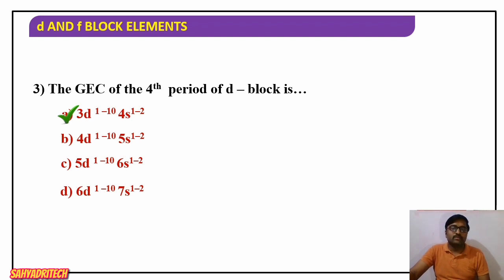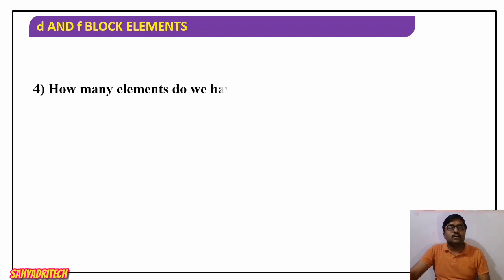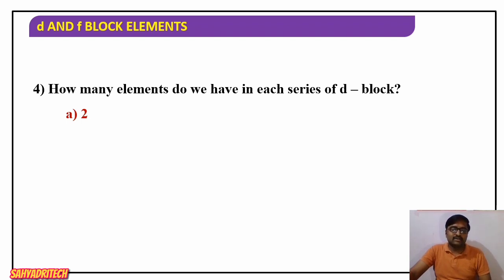Okay, the next one: how many elements do we have in each series of a d block element? Since we know that the d subshell has 5 orbitals and 10 electrons, that means 10 elements. So each series is going to contain how many elements? 10 elements. Look at the options: 2, 6, 10 and 14. What is the answer? 10 is the right choice.